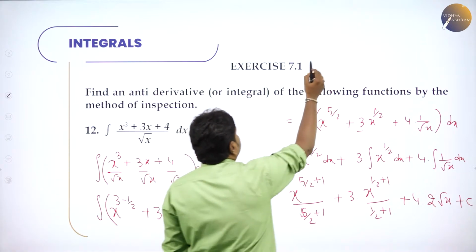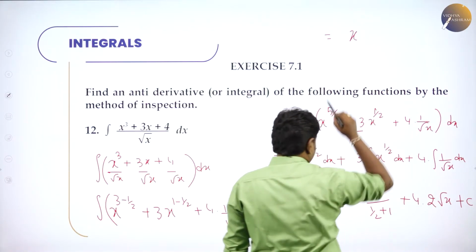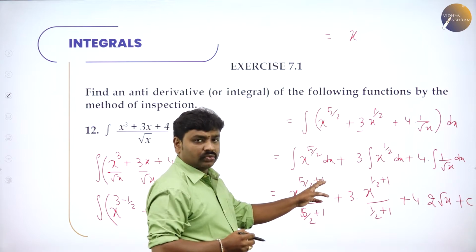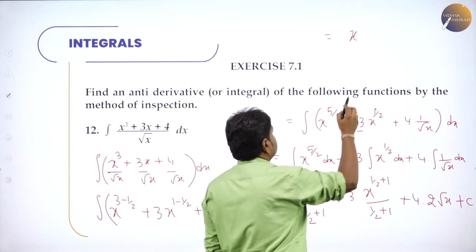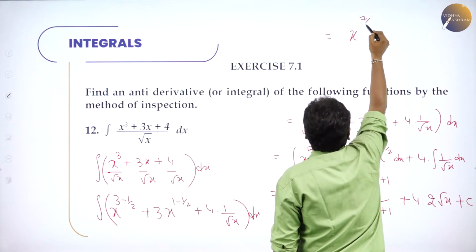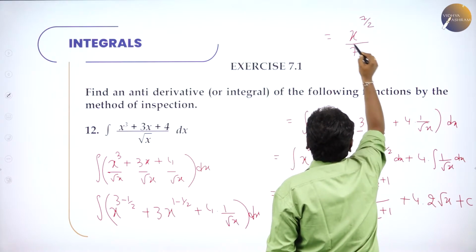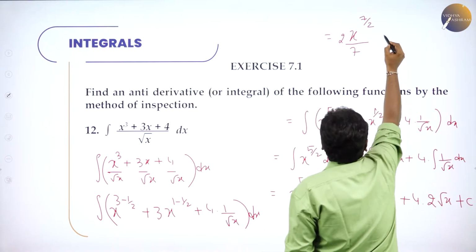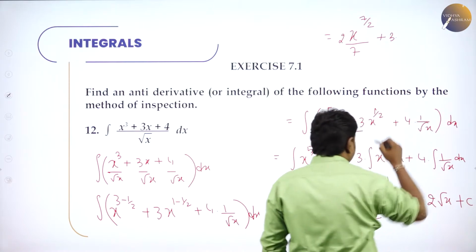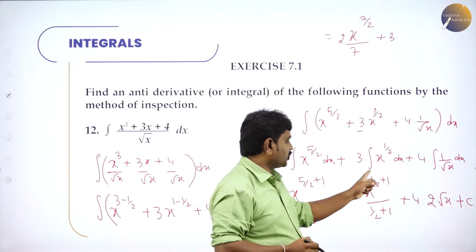So that will give you x power 5 by 2 plus 1. 2 ones are 2, 2 plus 5, 7. 7 by 2 divided by 7 by 2 becomes 2 by 7. 3 into x power half plus 1. 2 ones are 2, 2 plus 1, 3.